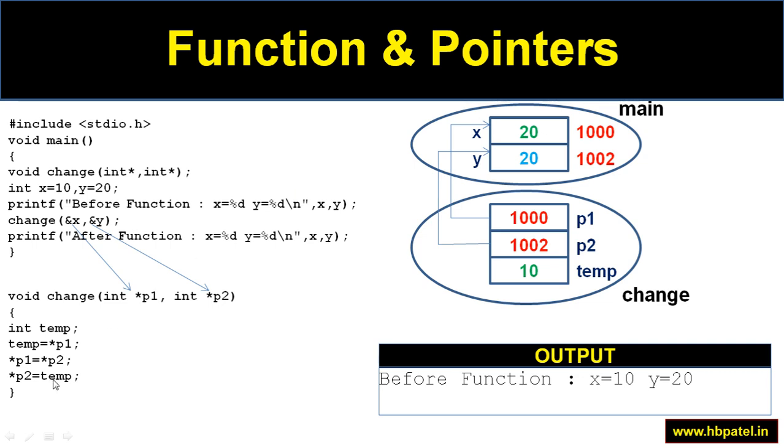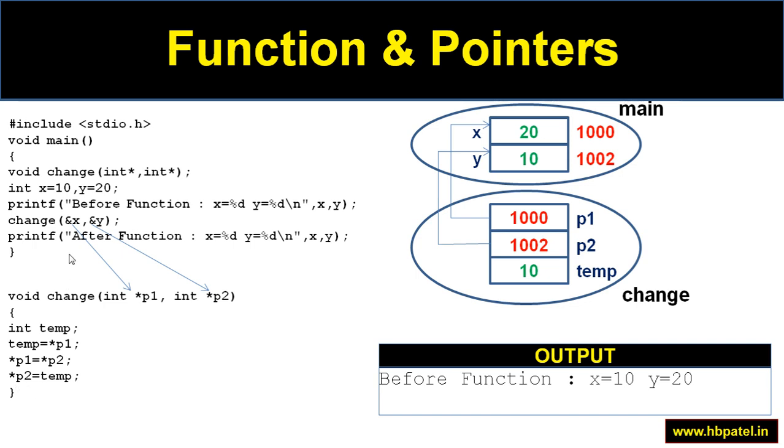And lastly, I'm putting the value of temp into *p2. What is temp? 10. *p2 is the content being pointed by p2, that is 20. So this 10 is assigned into 20. Look at here, now it is 10. So even though there is no mention of x and y over here, actually we made changes in x and y. I'm not returning anything. You see, there is no return statement.